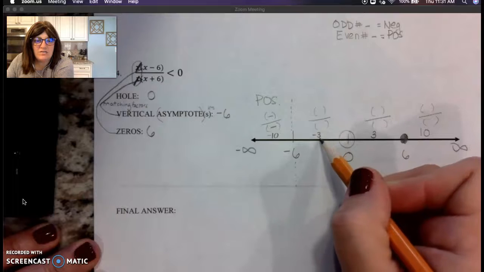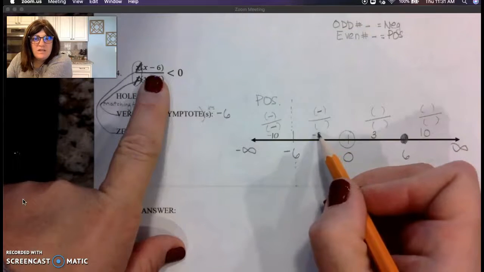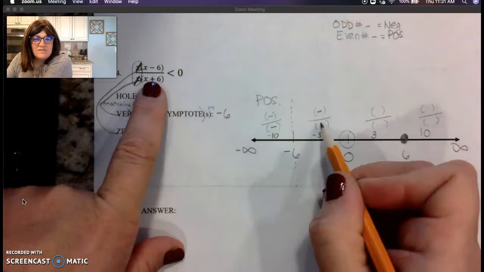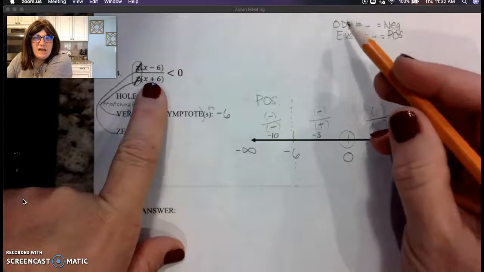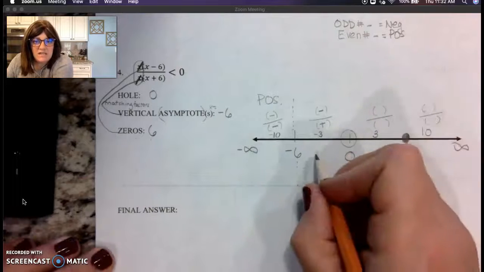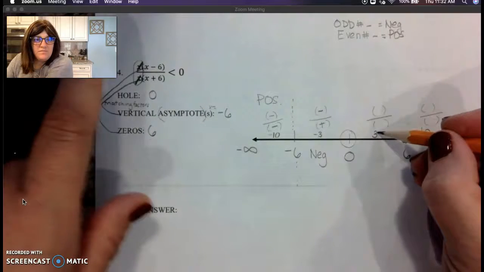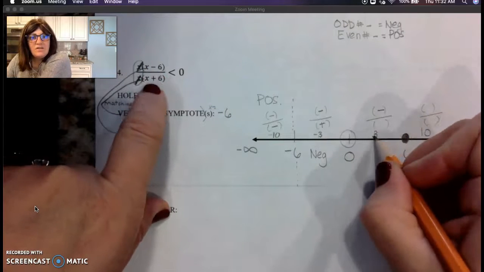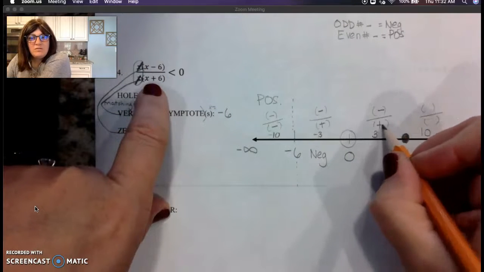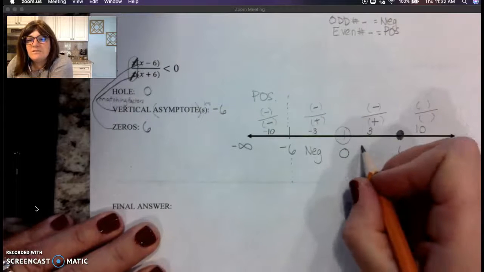Now I'm going to try -3. -3 and -6 both agree to be negative. -3 versus +6 wants to be positive. 1 negative is an odd number, so it's negative. Now 3 versus -6 is negative. 3 versus +6, they both want to be positive. It's an odd number of negatives, so it will be negative.